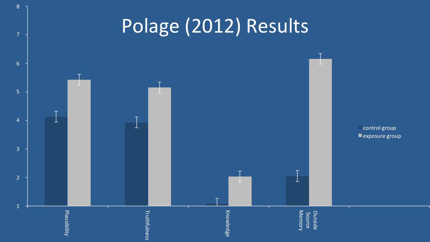Plausibility increases just by one exposure to the news story. Truthfulness, they obviously know more because they've seen it more, but then they also think that they've heard it somewhere else. And this is after simply one exposure.